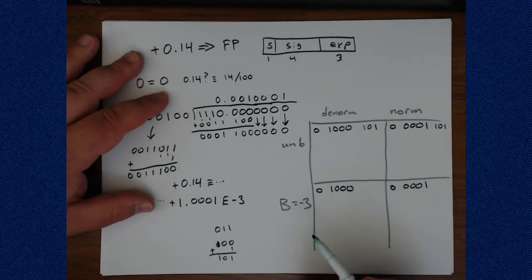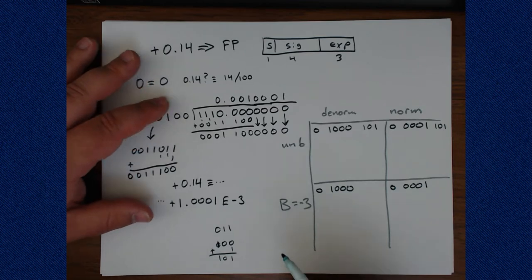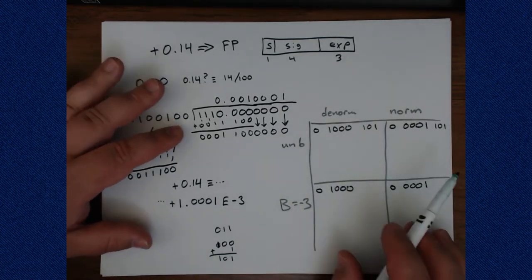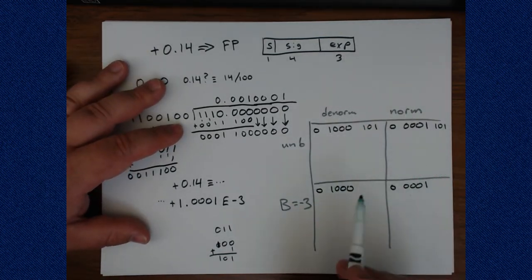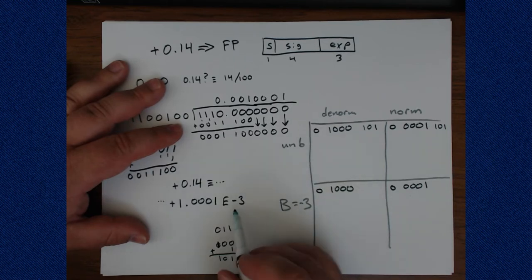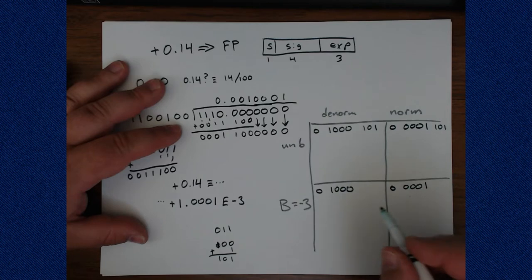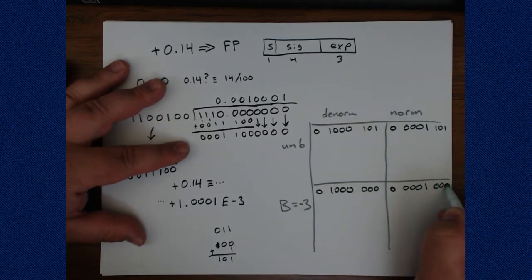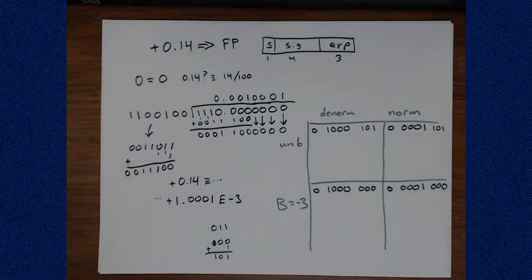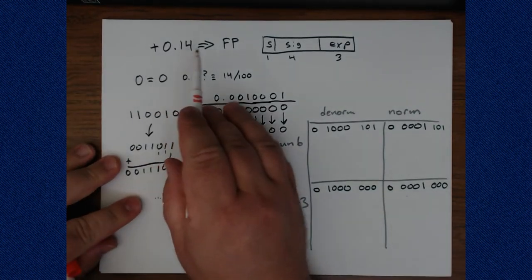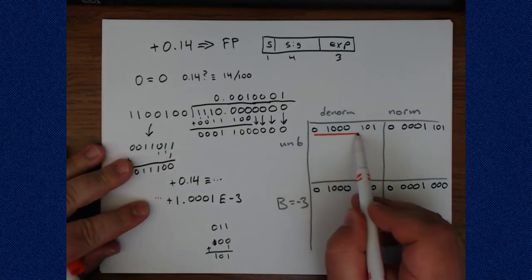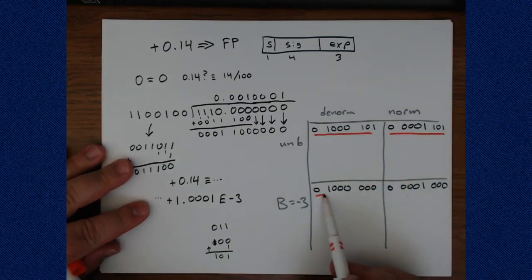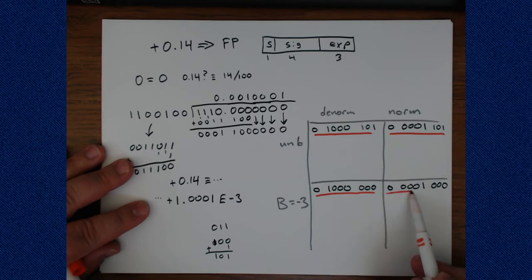For the biased version, we need to take and put a value into those 3 bits that's unsigned, such that when you subtract 3, you'll get -3. So what minus 3 is -3? 0, 0, 0. Very convenient for us. So the answer to our first question of how do we convert this to floating point would be these 4 different things, these 4 different bit patterns.